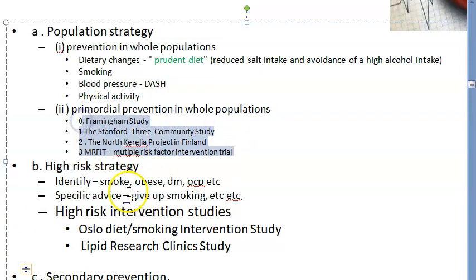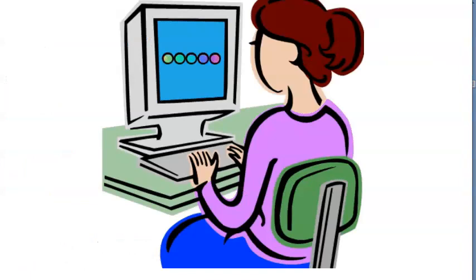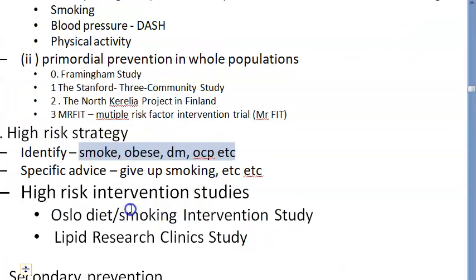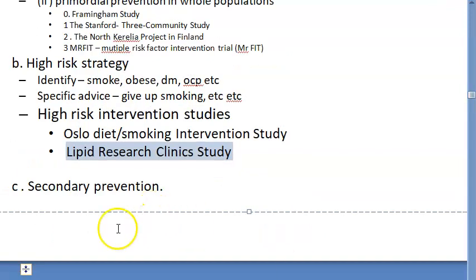All these studies you have to mention. Framingham study, Stanford 3 committee study, North Karelia project in Finland, MRFIT, Mr. Fit, multiple risk factor intervention trial. Let's remember it like this. Mr. Fit. RF is risk factor. So this is also an intervention trial. Okay. Then high risk strategies, you'll identify people who smoke, who are obese, who have diabetes mellitus, who use oral contraceptive pills, and then you give them specific advice to give up smoking, etc. High risk intervention studies, you have the Oslo diet or a diet / smoking intervention study. You have the lipid research clinic study. If you can remember all this, great.